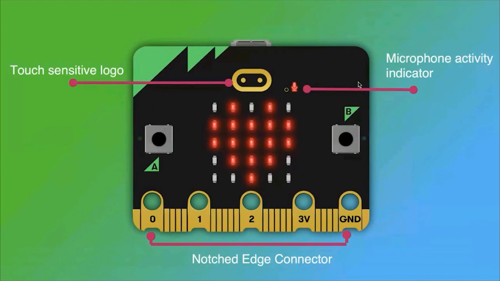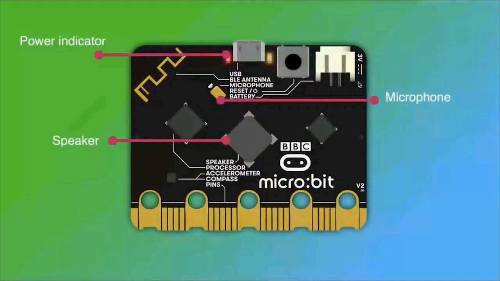And then we've put these notches on the edge connector so that they are easier to connect crocodile clips and other things up to. On the back, you can see we've got a power indicator. So we've actually got a range of power states that the microbit V2 can be in that allows us to do some long-running data logging tasks without running out of battery and some very low-power stuff.